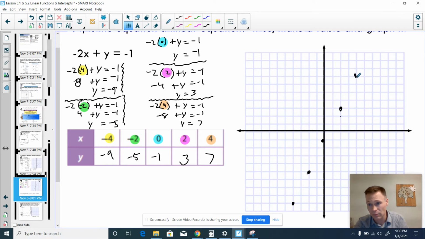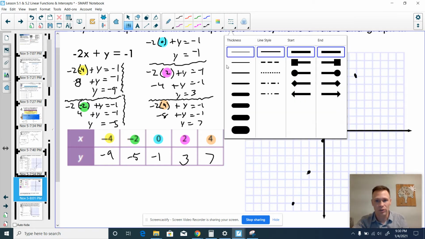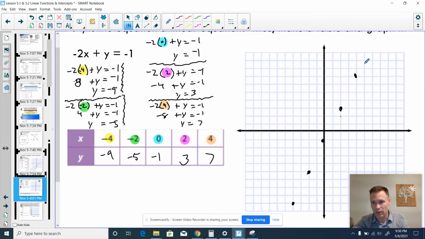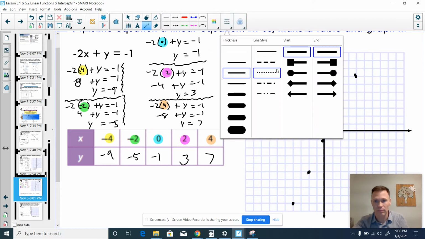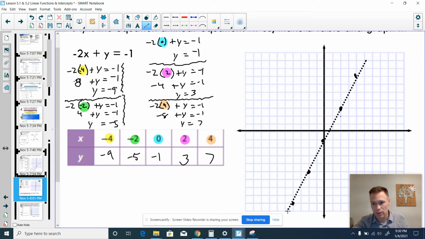And again, if we look at this one, it looks like I also get a straight line too. I will graph that. Oh boy, I wanted the line. Line. Boom. Looks something like that.